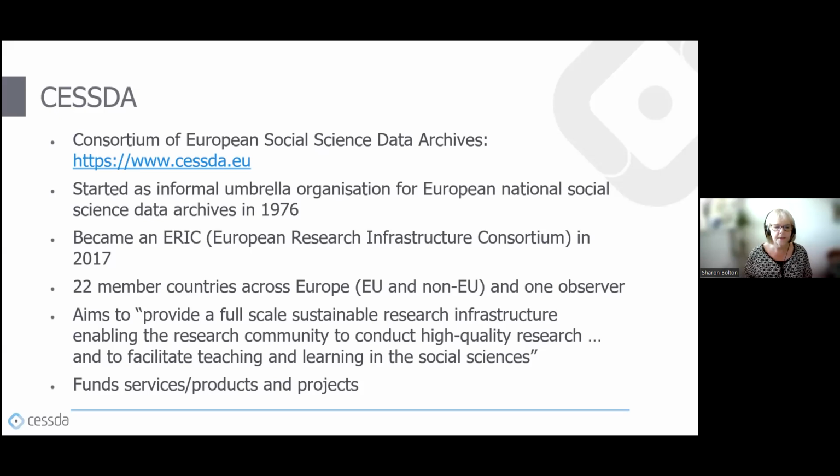CESSDA funds services and products as well as project work too, and the CESSDA Data Catalogue, or the CDC, is currently a CESSDA service and it's hosted on the CESSDA website. It's coordinated on behalf of CESSDA by the Finnish Social Science Data Archive at the moment, and it will be moving to control of the Slovenian Data Archive from next year, 2023. So CESSDA members are working together across this and across the other CESSDA services as well, of which the European Language Social Science Thesaurus is one.